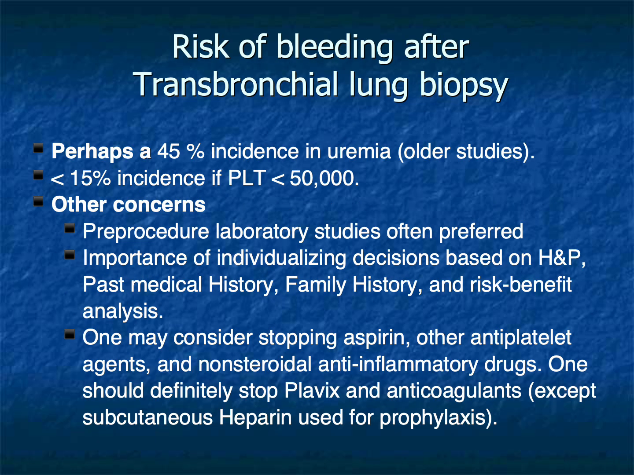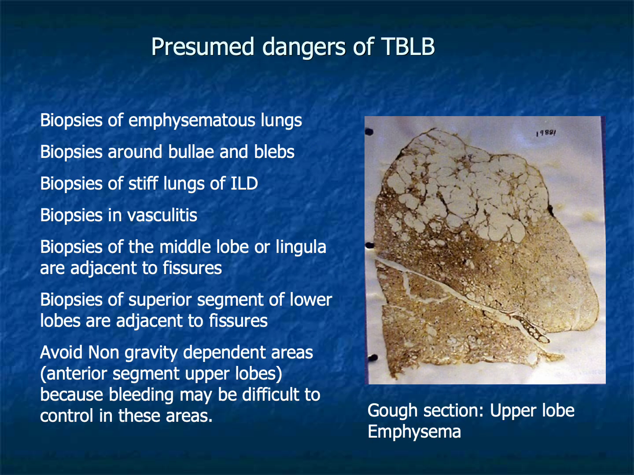Bleeding risk increases if patients have bleeding disorders or problems with coagulation. Uremia is a particular risk. Precautions include laboratory analyses and stopping certain medications well before the procedure. Risks are also presumed to be greater in patients with emphysema, vasculitis, interstitial lung disease, and when biopsies are taken from non-gravity dependent areas or in regions immediately adjacent to lung fissures.